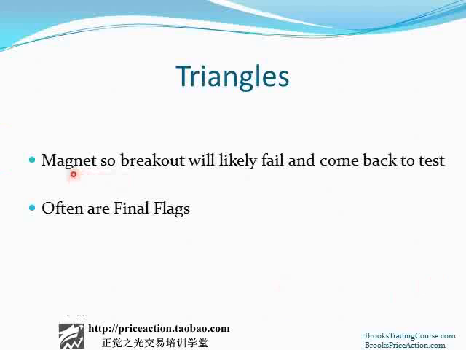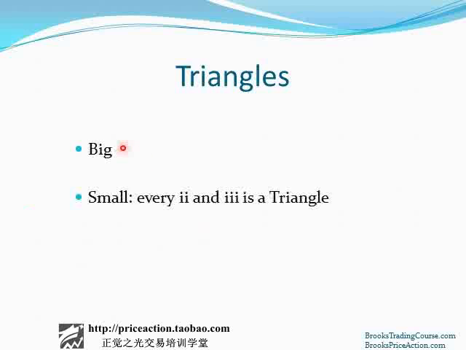Again, any trading range, such as a triangle, is a magnet, so breakouts usually fail and come back to test the trading range, and they're often the final flag of trends. Triangles can be big, they can be small. They can be as small as 2 inside bars, an II pattern, an III pattern. Both of those should be thought of as triangles, and if you look on a small enough time frame chart, you'll usually discover that they are small triangles.